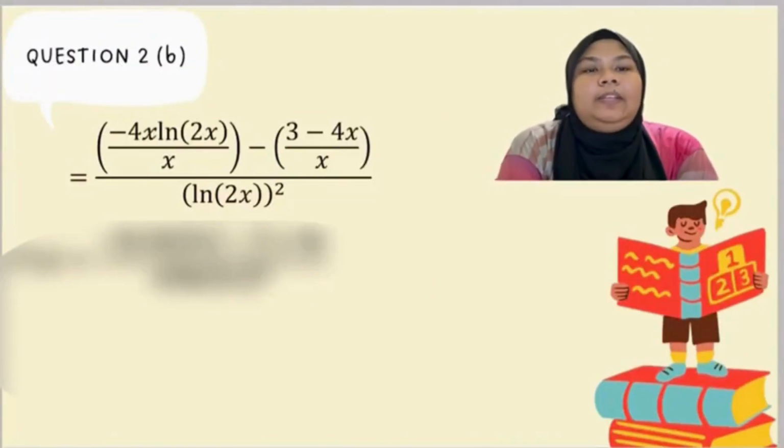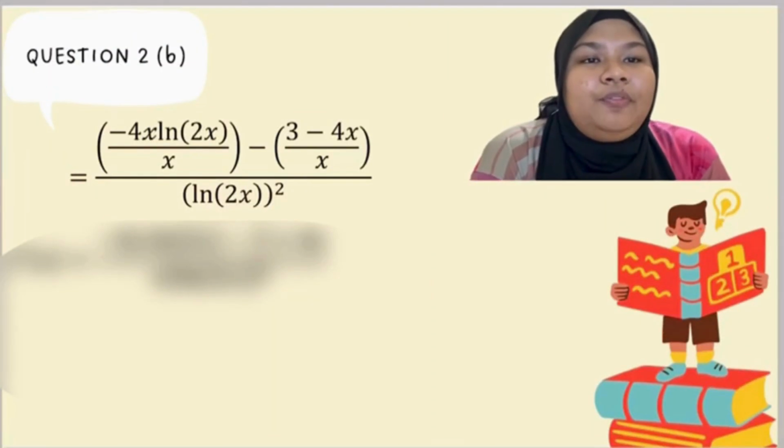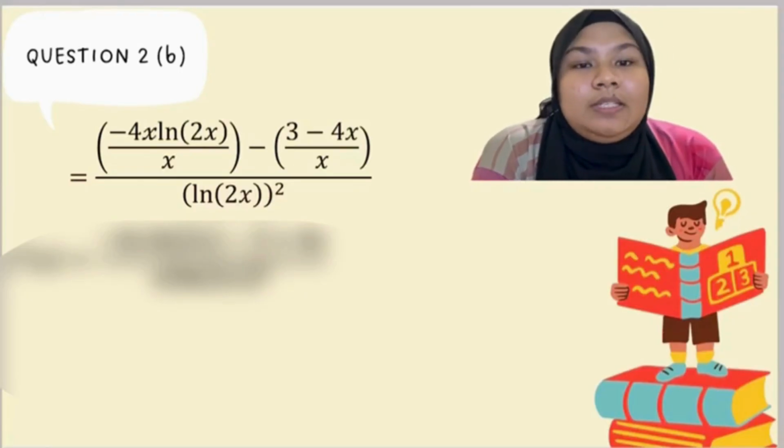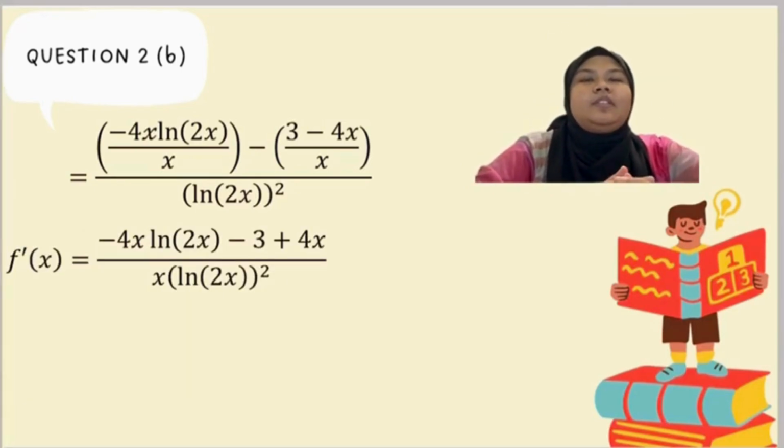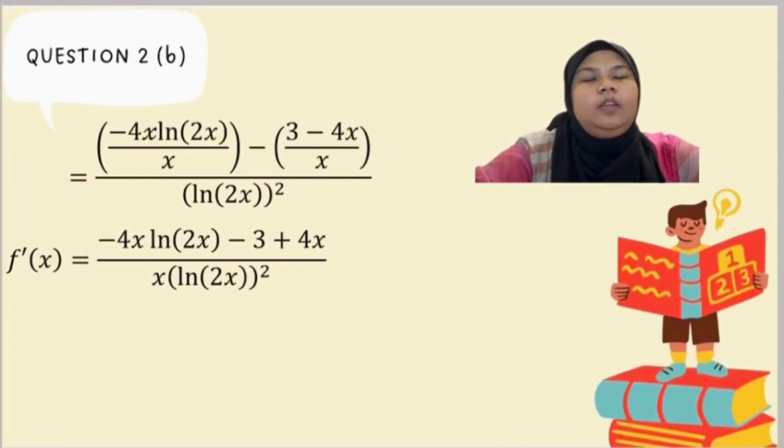From the previous slide, we already made both terms have denominator x, which is negative 4x ln 2x over x minus (3 minus 4x) over x. We must distribute the negative sign across the bracket. Negative, open bracket, 3 minus 4x, close bracket, will equal negative 3 plus 4x. So, the numerator becomes negative 4x ln 2x minus 3 plus 4x.